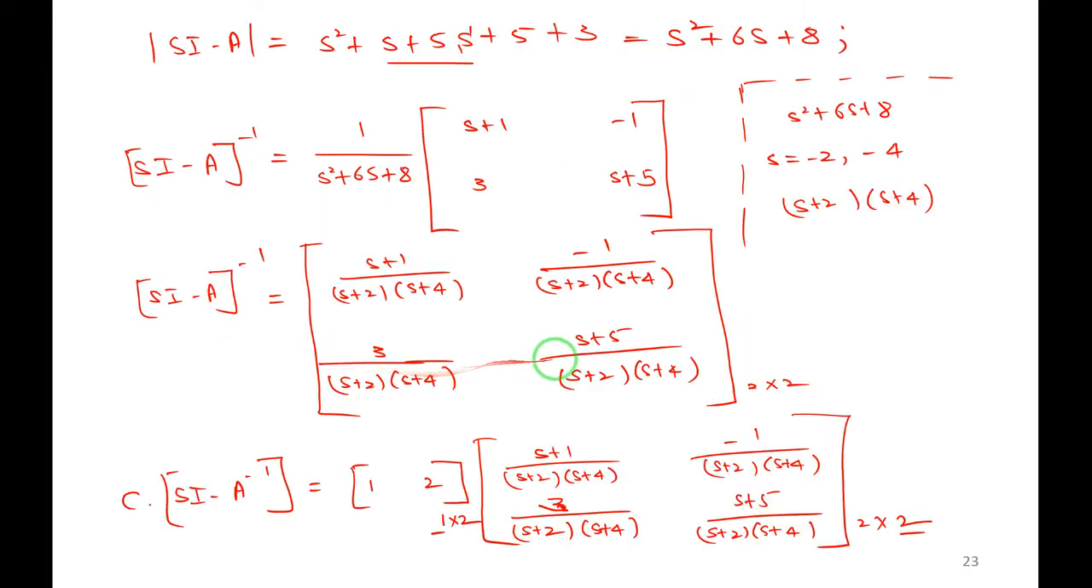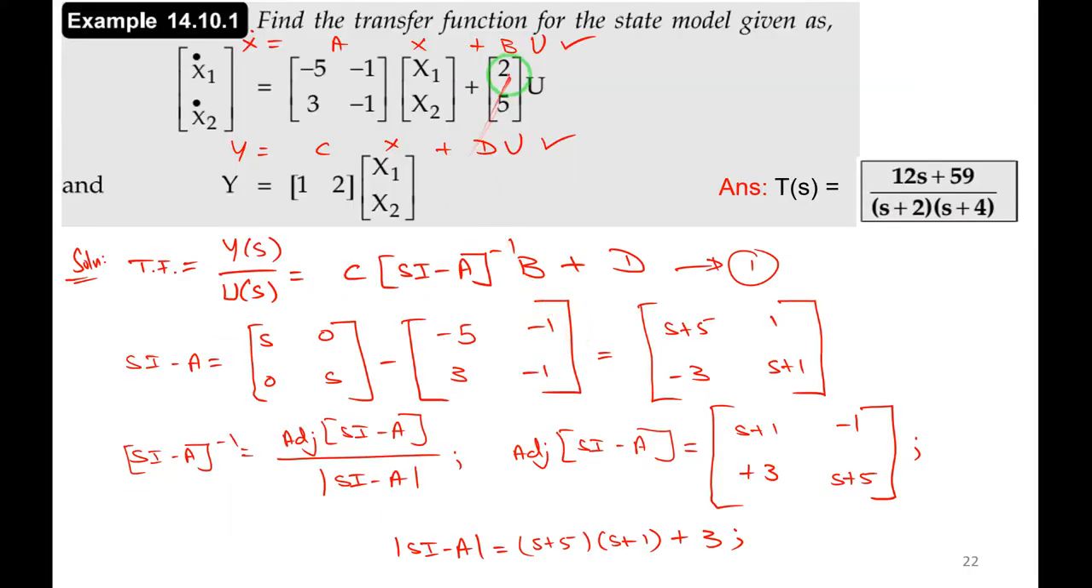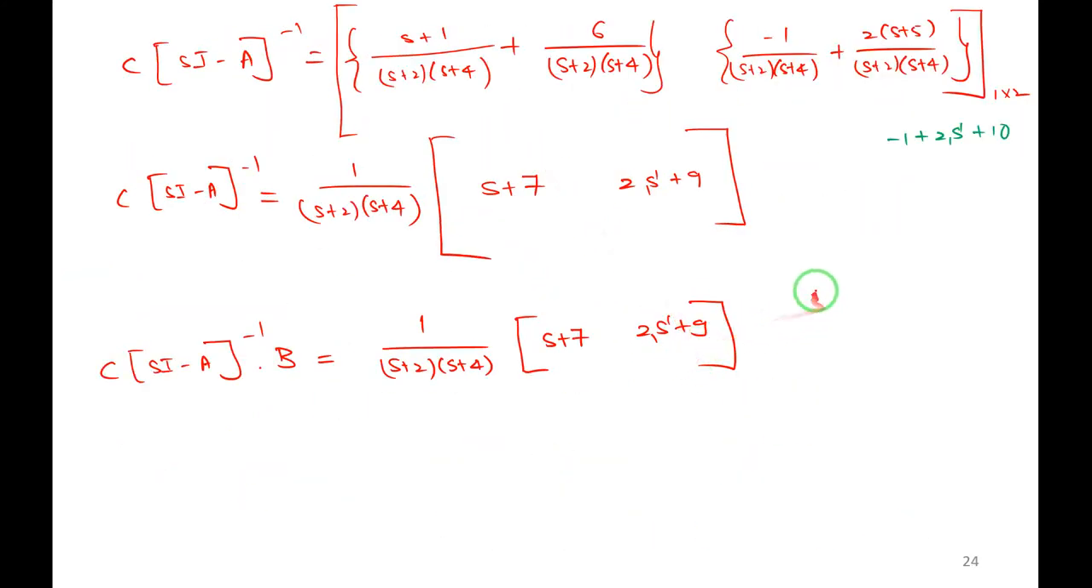into what is the B matrix? B matrix is 2, 5. Observe, right? 2 and 5. So this is 1 row, 2 columns. This is 2 rows, 1 column. So I will be getting 1 cross 1, right? They are not of the same order. So I will be getting a 1 cross 1 matrix.